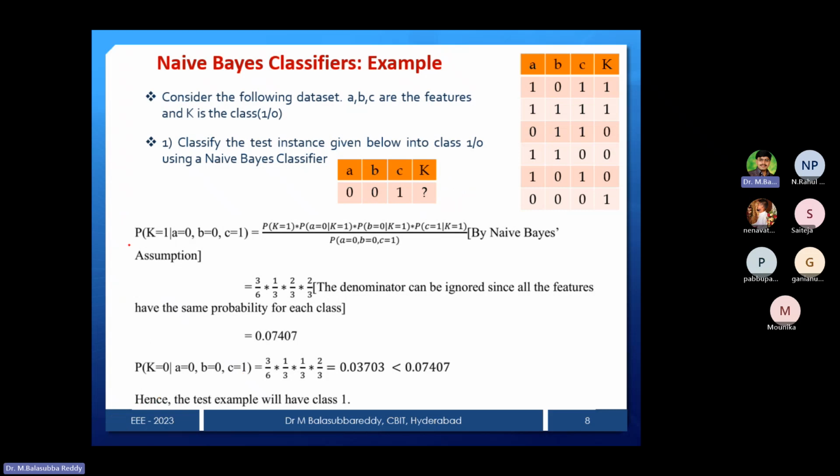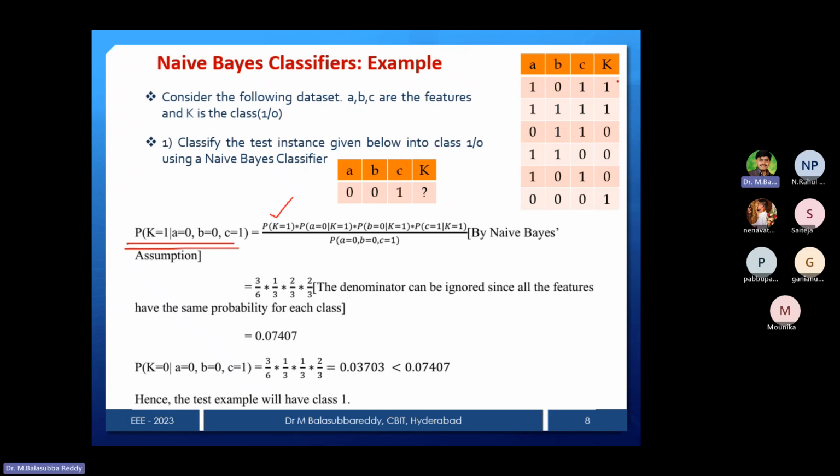In that, you can see the first class: probability of K is equal to 1 with A is 0, B is 0, C is equal to 1. For that formula, using the Bayes algorithm, what is the probability of K is equal to 1?